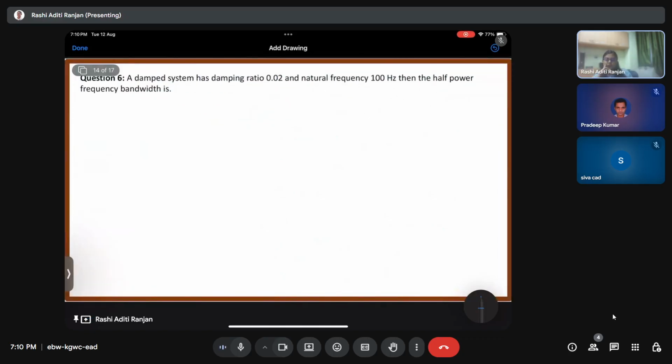Coming on to question number 6. A damped system has a damping ratio of 0.02 and natural frequency of 100 Hz. Then half power frequency bandwidth is. See, firstly, we have a system, a spring mass dashpot system.